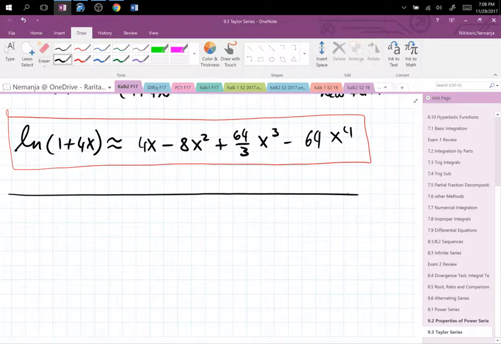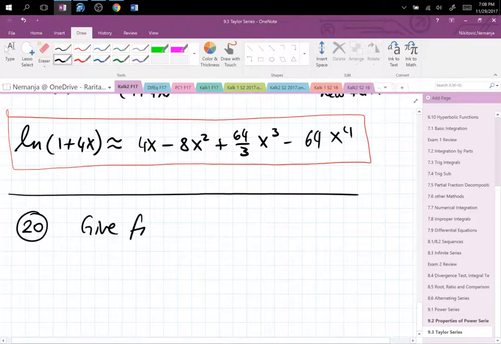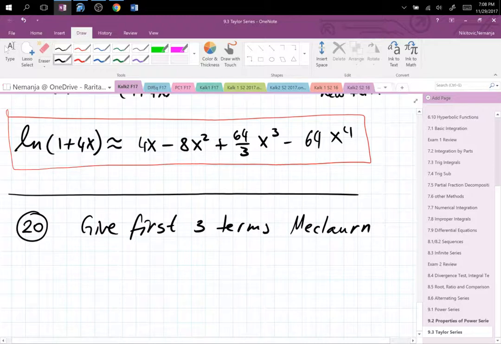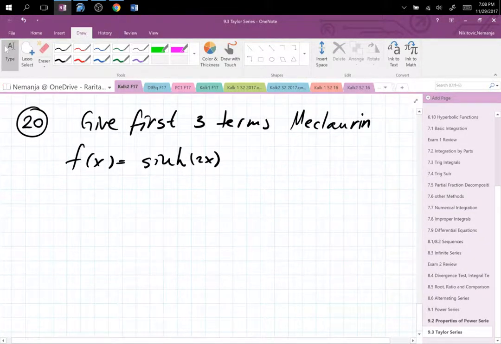Next problem is your favorite problem. 20. Give the first 3 terms of the function f of x equals sinh of 2x.